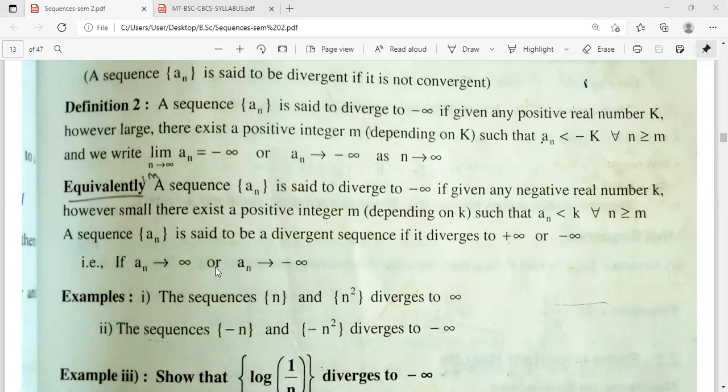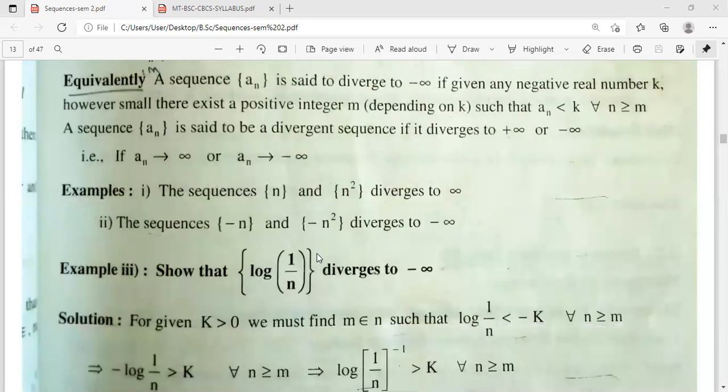Now let us see some examples. The sequences n and n squared diverge to infinity. How do you write this? Based on a_n you decide whether the sequence is convergent or divergent. These are two problems, not a single one: in the first the sequence is a_n equal to n, and in the second a_n equal to n squared.